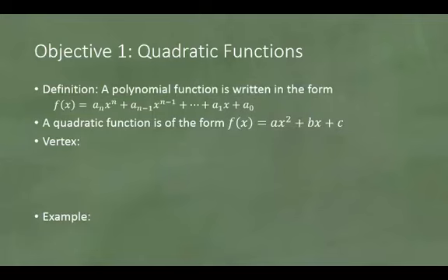Quadratic functions. Definition. A polynomial function is written in the form some coefficient a sub n times x to some power n plus another coefficient a sub n minus 1 times x to the n minus 1, etc., up until you maybe have just a coefficient by itself. A specific type of polynomial is a quadratic function, a quadratic polynomial, in which you just have a times x squared plus b times x plus c.